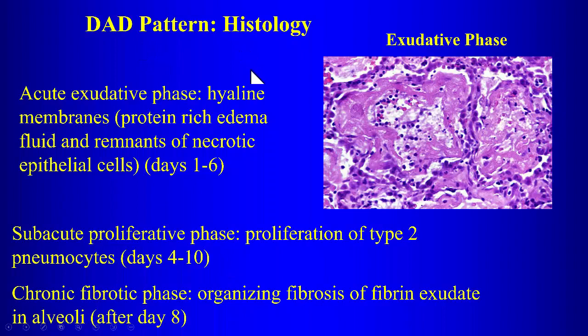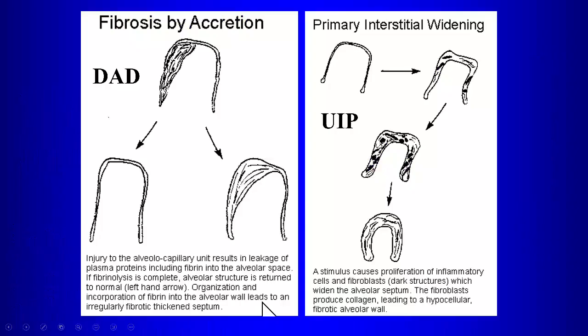So that goes through various phases. There's an acute exudative phase where you get hyaline membranes and protein-rich edema, and all these necrotic epithelial cells fill the alveolar air spaces. That's called the exudative phase. And then gradually it goes through these other phases too. There's a proliferative phase with proliferation of type 2 pneumocytes, and then a chronic fibrotic phase where the patient develops fibrosis.